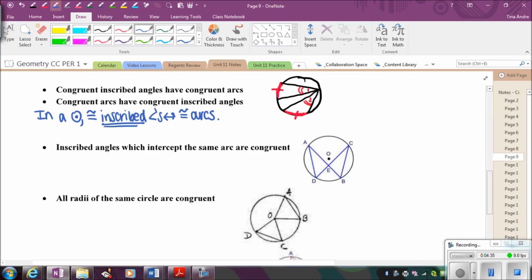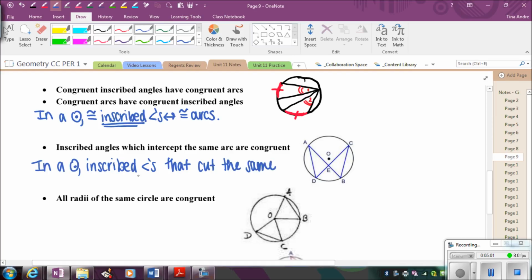You've already seen this formula here. Inscribed angles that intercept the same arc are congruent. So I can just kind of shorten this a little, but not too much. So in a circle, inscribed angles that cut, instead of intercept, I usually say cut, that cut the same arc are congruent. So there's really not much I'm shortening that up. I'm just saying cut instead of intercept. But you've seen this. Again, it only works if you're talking about the same type of angle.